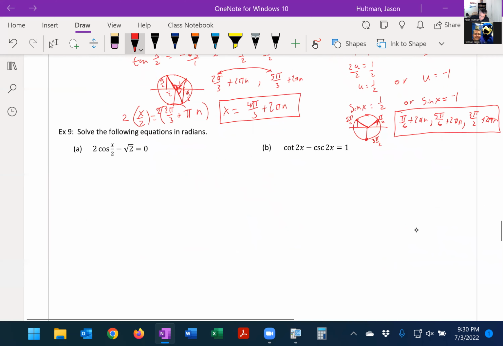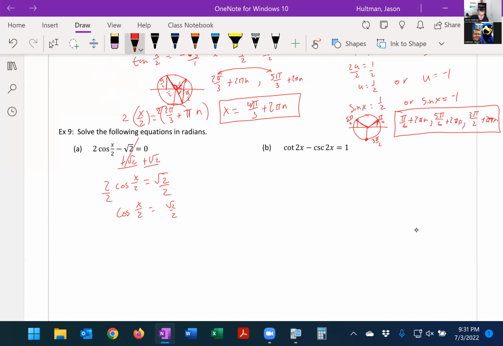Okay, solve the following equations in radians. So let's just solve directly. This one's linear, so let's just solve that directly for cosine. So 2 cosine, let's add radical 2 to both sides. So 2 cosine x over 2 equals radical 2. Divide by 2, cosine x over 2 equals radical 2 over 2.